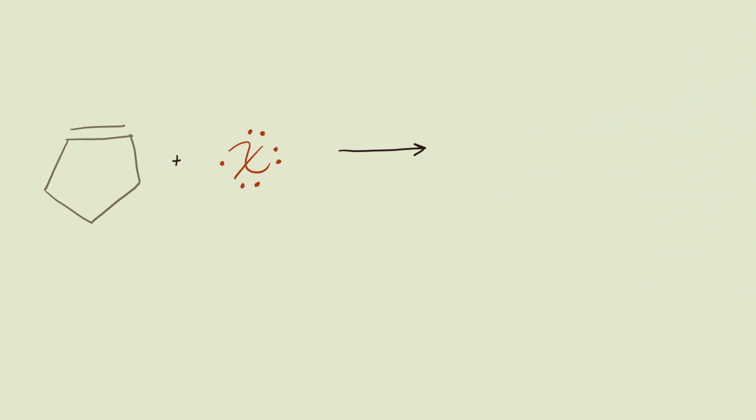If the radical is interacting with a pi bond, then 1 electron from the double bond and 1 electron from the radical come together to form a C-X bond. The other electron that's left over goes to this carbon over here to give us a product that looks like this.